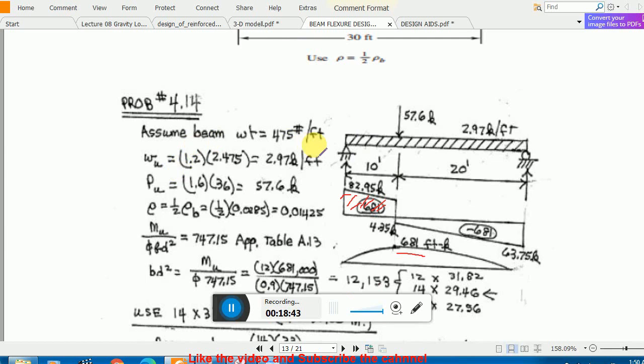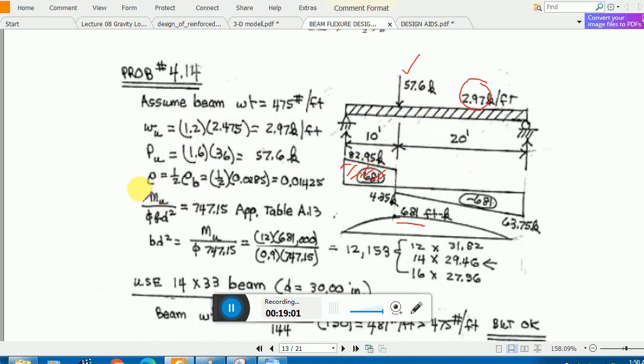So you see, the beam weight is assumed, and it will be added to this dead load, and the loads will be factored. Remember, you have to factor the loads: 1.6 times this, and 2.97 plus the weight of the beam multiplied by 1.2. Remember, the rho value is given, and this value is calculated against this value.